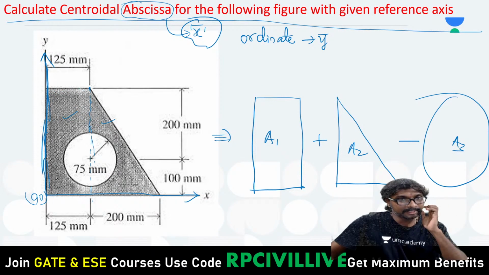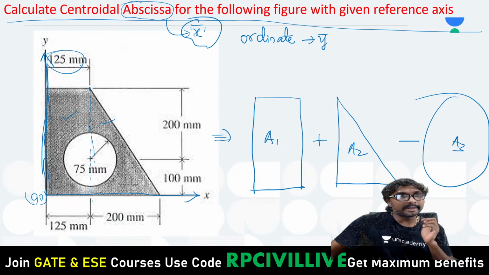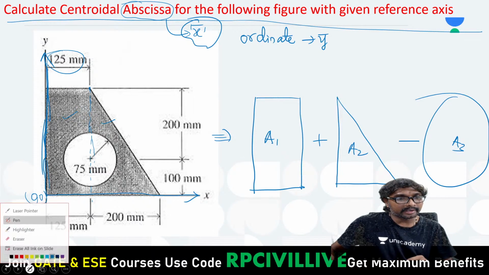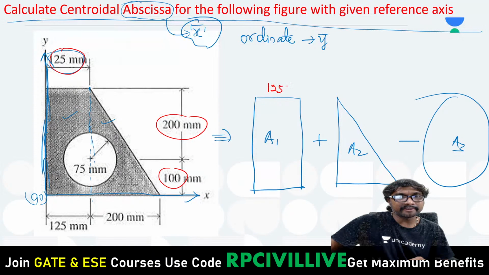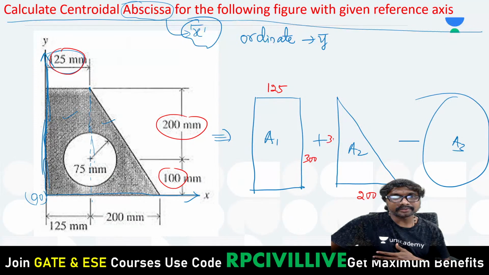Area of the rectangle is how much? 125 millimeter width, yes or no? And what is the height? You can say 200 plus 100, 300. Right? This is your 125 and this is your 300. For the triangle, base is 200. What is the height? You can say 300.